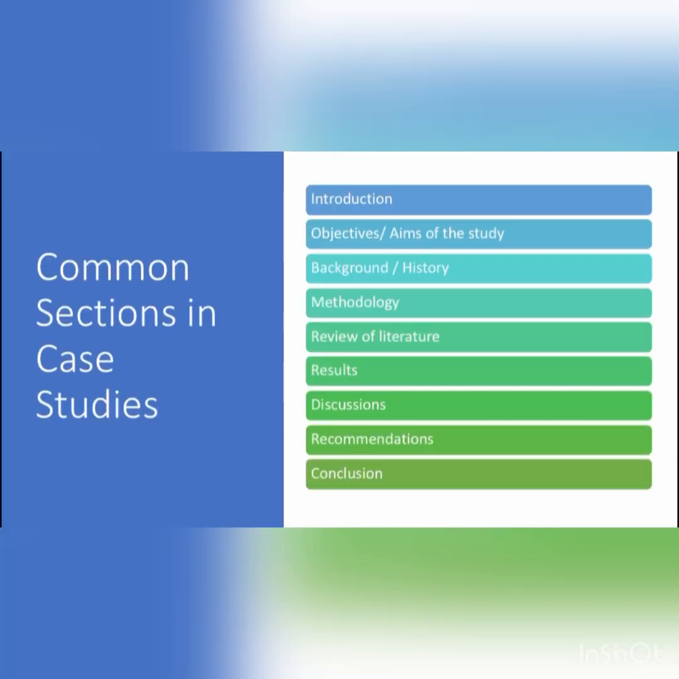Which are the common sections in case studies? Introduction, objectives or aims of the study, background or history, methodology, review of literature, results, discussion, recommendations, and conclusion. These are some of the sections involved in case studies. Actually, there is no particular way to write a case study, but this is the common format to write a case study.